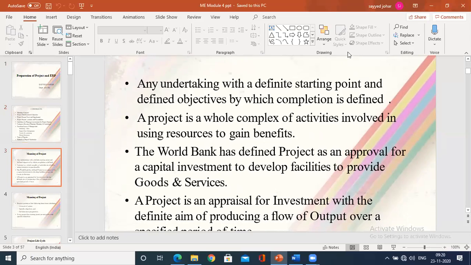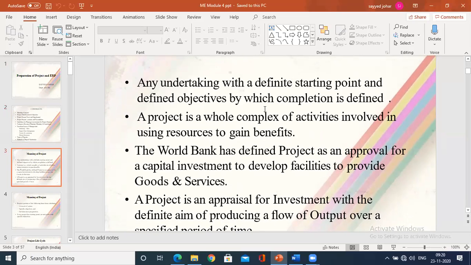So what is a project basically? A project is something like a target. It is an undertaking, that you undertake something with a definite starting point and defined objectives by which completion is defined. So if I say a final year project, you have a duration of 4 to 5 months within which you need to complete it. You need to formulate it to a certain extent that you are able to identify some sort of research in this, right? It is a whole complex activity.